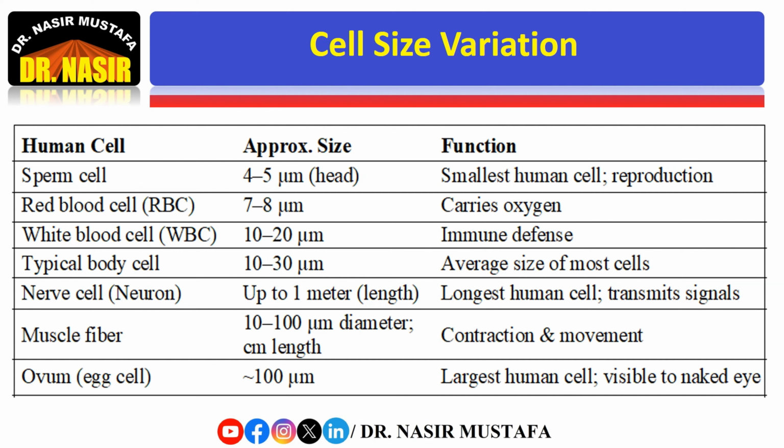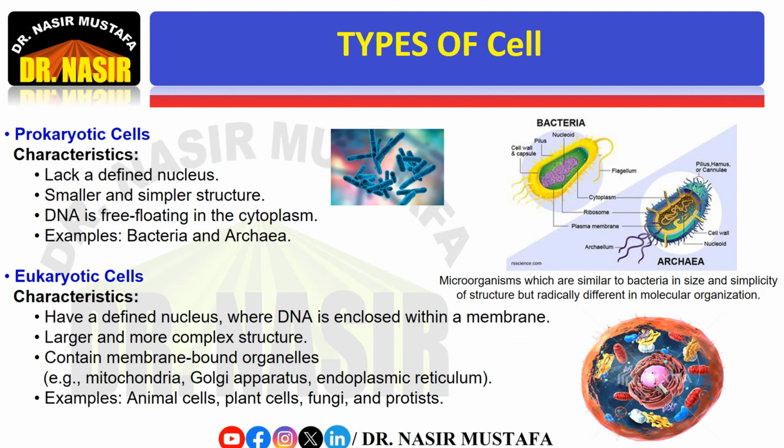movement. The ovum, at about 100 micrometers, is the largest human cell and can be seen with the naked eye. Prokaryotic cells lack a defined nucleus, are smaller and simpler in structure, and have DNA free-floating in the cytoplasm. Examples include bacteria and archaea.